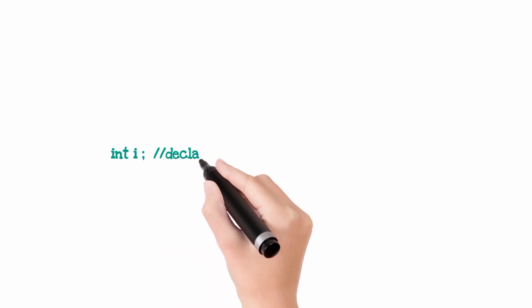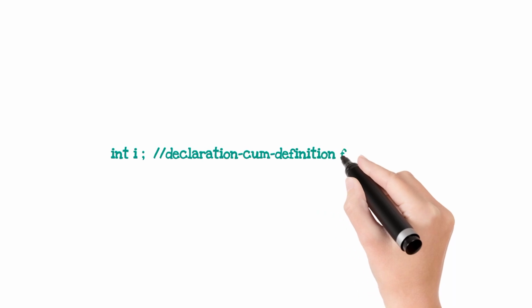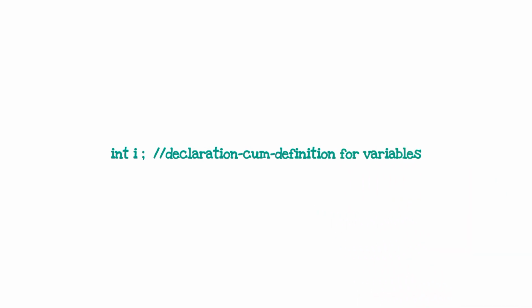So in terms of variables, in Java, there is no distinction between declaration and definition, because all info required to define is present in the declaration itself. So int i, declaration comes with definition for variables. However, variable declaration and variable initialization are different. In variable initialization, we give a value to a variable.